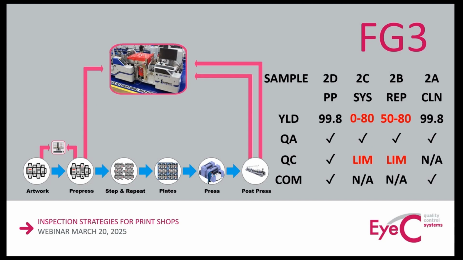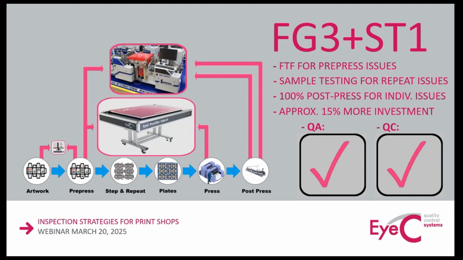Let's have a look at this side by side with our folder gluer setup. This one was a great QA tool. All 4 check marks in the QA line here, with limitations for QC. So we're thinking about putting them together using file to file for pre-press issues over here, just a piece of software integrated into your ESCO hybrid workflow. Sample testing to catch repeat issues, and folder gluer bound inspection to find the individual occurrences. Compared to, let's say, 3 folder gluers equipped with something like this, it is about a 15% larger investment, providing much, much better results overall.